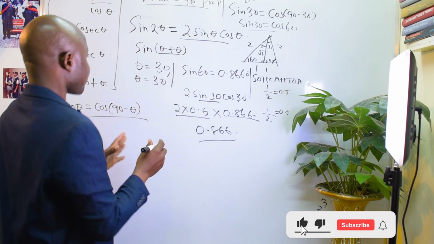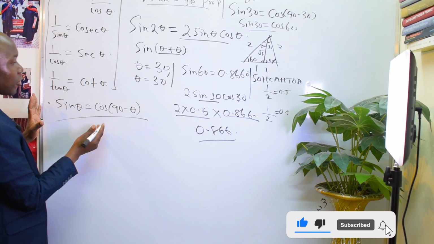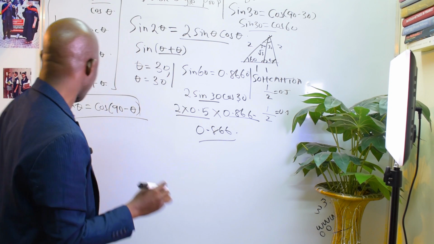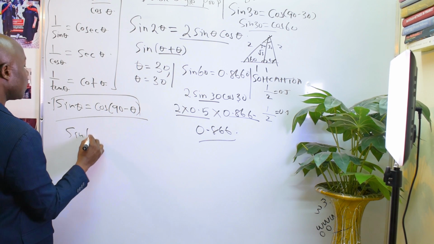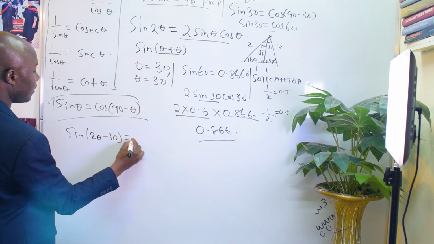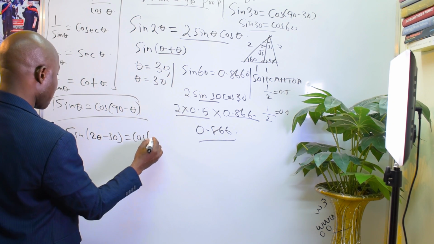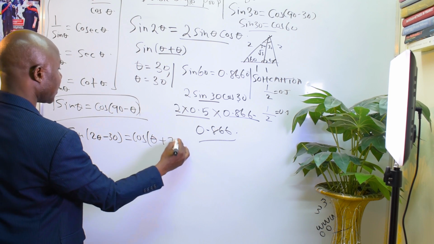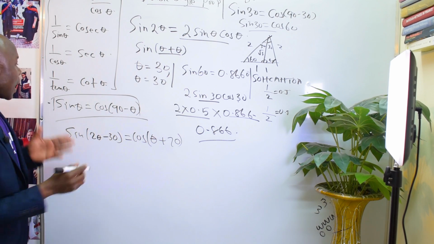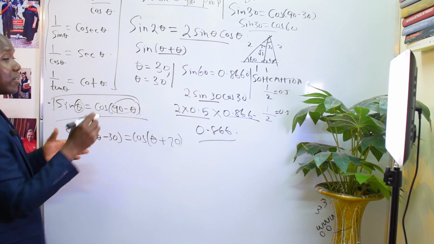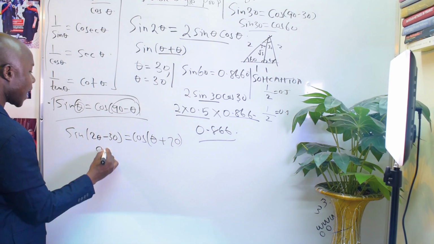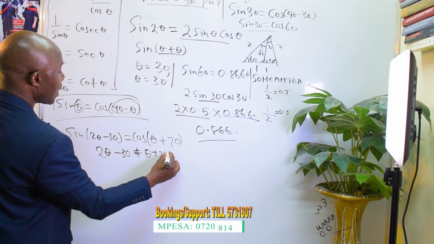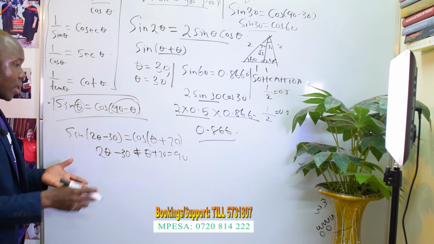Okay? Now, I've already shown you that. So these are very important principles. How does that principle apply? An examiner may decide in an exam to ask that sine of 2 theta minus 30 is supposed to be equal to cos of theta plus 70. Then they ask you to find theta. Just come to this identity that when I add these two angles, I should get 90. So if I take 2 theta minus 30 plus theta plus 70, I should get 90. So from here you can do your arithmetic.